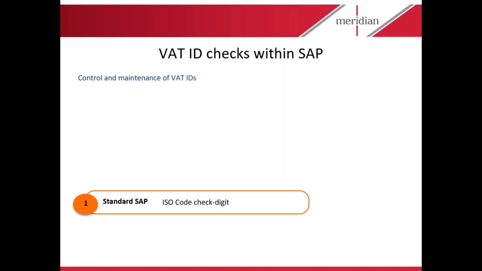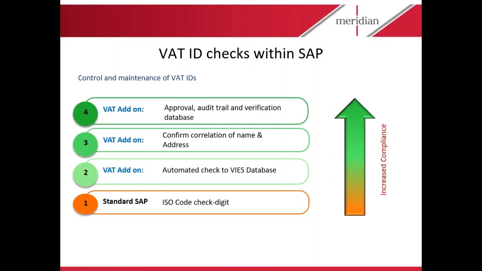for that jurisdiction. With the Meridian VAT add-on, we've tried to enhance that logic to bring in a lot more variables to that check. Firstly, we'll automatically check the VIES database to see if the VAT ID that you've entered for your customer or vendor actually exists there. And we'll also confirm the correlation of the name and address between your SAP system and what's been entered on the VIES database for your customer. We then add audit approval, verification, and a database that will give you all of the results of checks within your system to the VIES website.